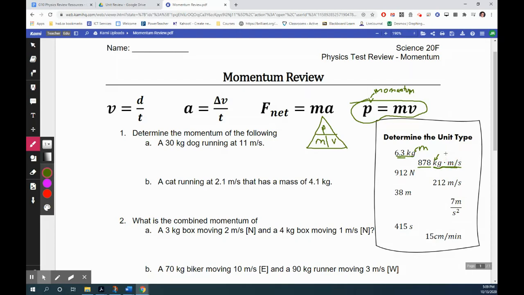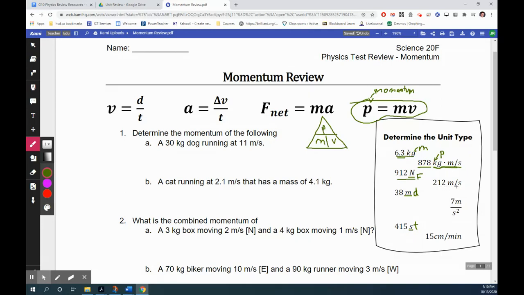Oh wait, M is not momentum, P is momentum. And so 878 kilogram meters per second is P for momentum. You see N, capital N, this means newtons. So this is measuring a force, and capital F is a force. Now the lowercase m is meters, okay? Meters is a distance. So this is measuring a distance. S for seconds is measuring a time, 415 seconds.